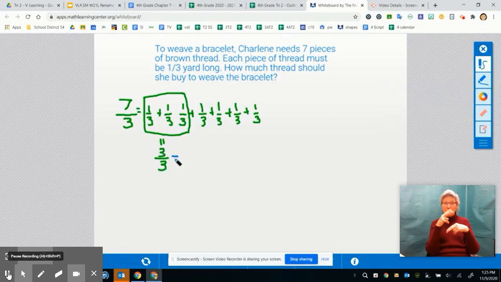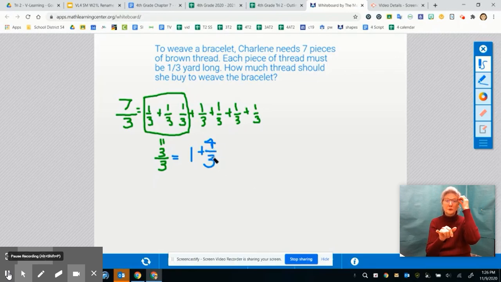3 thirds is equal to 1. So 7 thirds is equal to 1, and now I have 1, 2, 3, 4. I have 4 thirds left over. Now, I can't go to the store and ask for 4 thirds of a yard of a piece of thread. So I need to think about how I'm going to rewrite this.